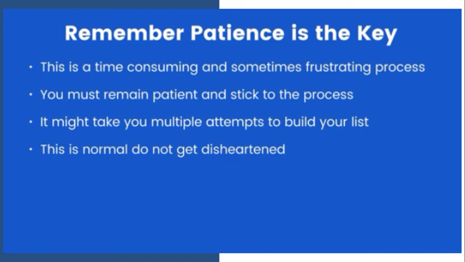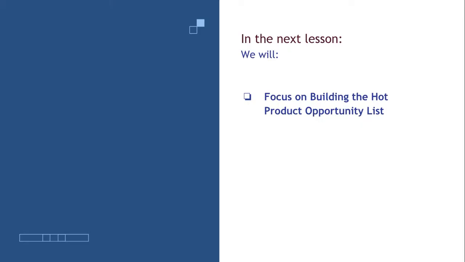This is a time consuming and sometimes frustrating process, and it is to me actually, especially for the guys for November, December, when I was selecting the products for them. I had to lock myself up for like a whole week, 2 weeks, just digging into Amazon, selecting products, deleting everything, starting afresh. So you must be very, very patient and stick to the process. It might take you multiple attempts to build your list. It's a normal thing, so don't get disheartened when you start doing this yourselves.